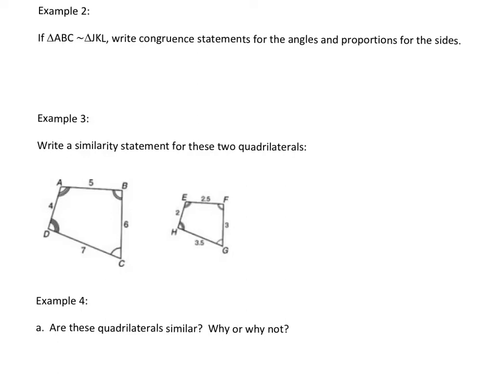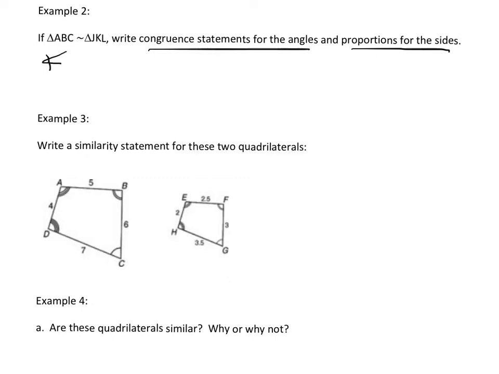So example number 2 is if triangle ABC is similar to JKL, write congruency statements for the angles and proportions for the sides. So note that I can only do congruent statements for the angles, and then I have to do proportions for the sides. I can't say that the sides are congruent because I only know that these triangles are similar. So these work very similarly to congruency statements of knowing that those angles, the letters, are what matches up.